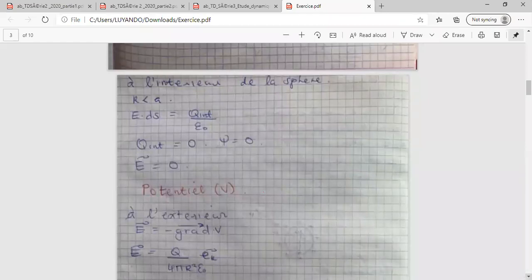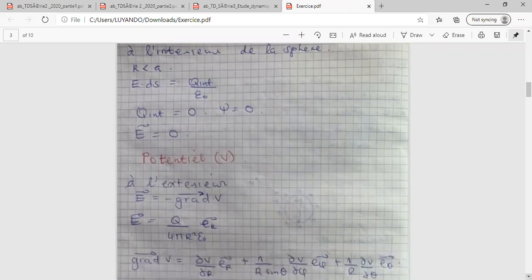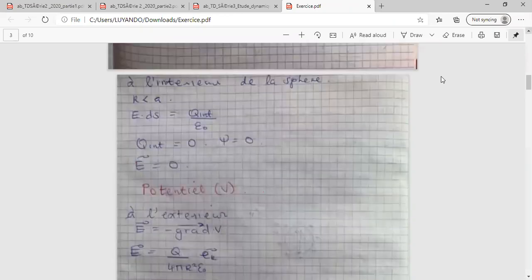So that's simply what we're trying to calculate here. And then in our last call, we came up with the equation that gives us a relation between the field and the gradient. So now we're going to start with the exterior. Don't forget our expression for the exterior field. Our expression is this one here.